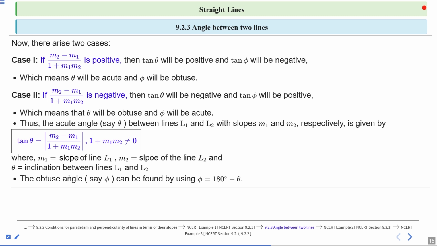The obtuse angle, say phi here, can be found by phi equal to 180 degree minus theta. Clear? So tan theta equals modulus of (m2 minus m1) divided by (1 plus m1 into m2), where 1 plus m1 into m2 does not equal 0. Note this equation. From here you will obtain the angle theta between lines L1 and L2, that is tan inverse of modulus of (m2 minus m1) divided by (1 plus m1 into m2).